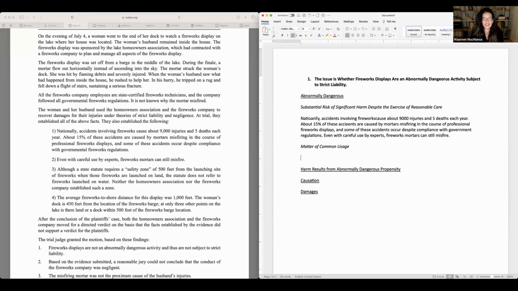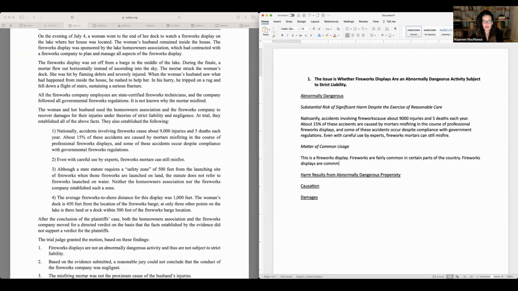Okay, matter of common usage. This, I'm like, I don't know if this is a matter of common usage. So what do you guys think? Do you think it is a matter of common usage? People use fireworks all the time, right? Like, some states are illegal, but other states they're not. But I would say like a big fireworks display maybe is a little bit different. So fireworks are fairly common in certain parts of the country. What else would you guys say? Anybody have, I think that's really kind of it, but I go a little bit back and forth on this, especially on the 4th of July.